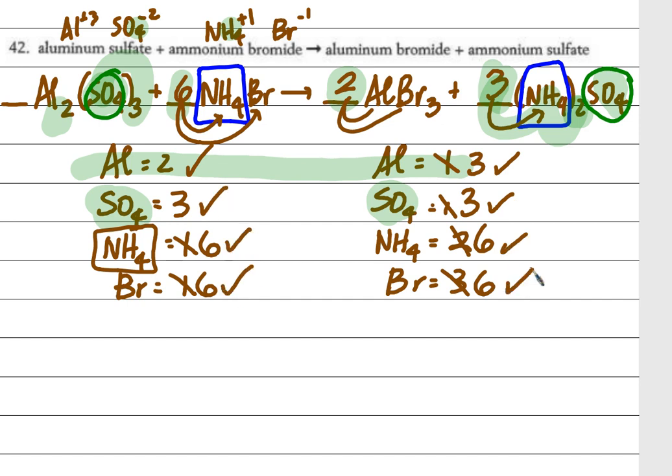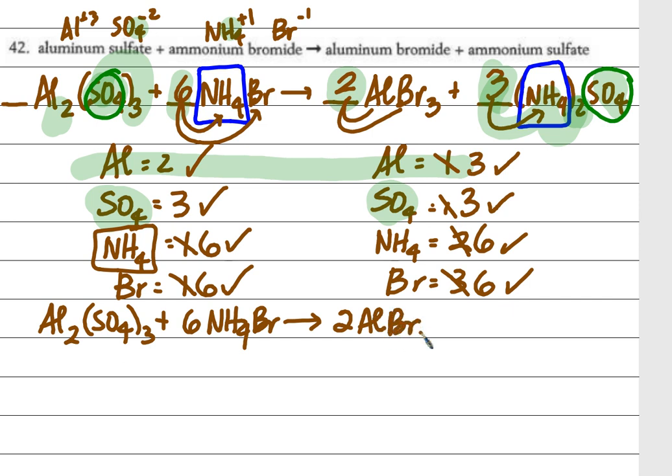And so I'm just going to rewrite that. Look how complicated. But now you're able to balance this very quickly. Al2(SO4)3, aluminum sulfate, reacts with 6 moles of ammonium bromide. And this produces 2 moles of aluminum bromide and 3 moles of ammonium sulfate. The more you experience counting polyatomic ions in groups, the better you'll become at doing this.